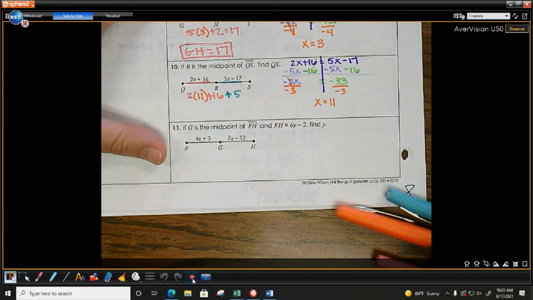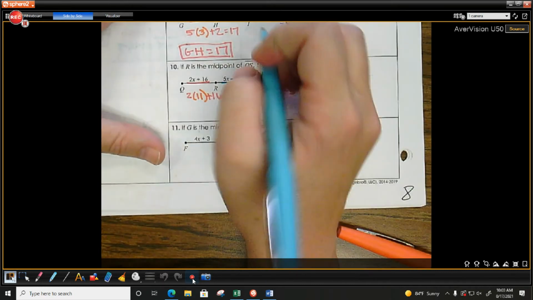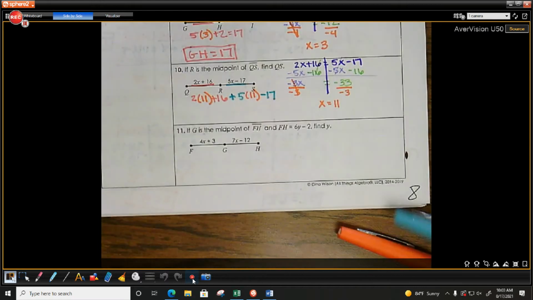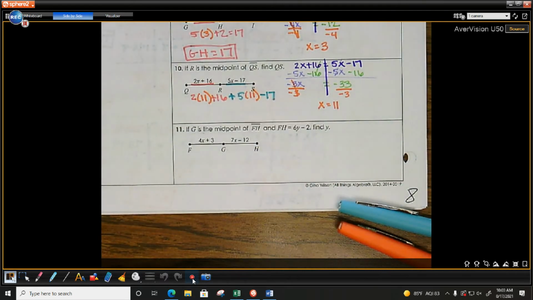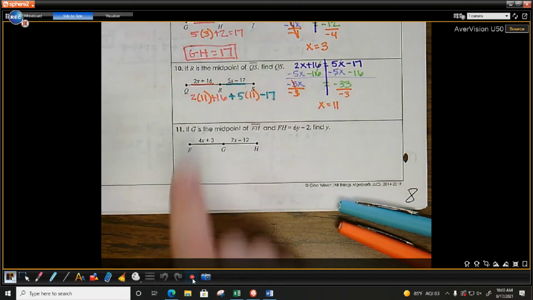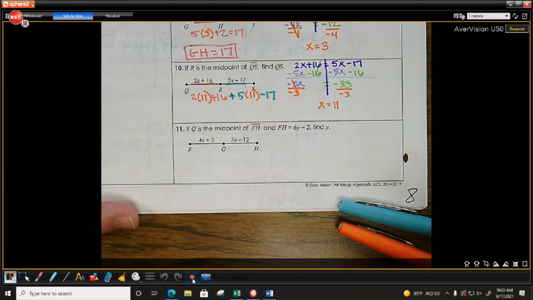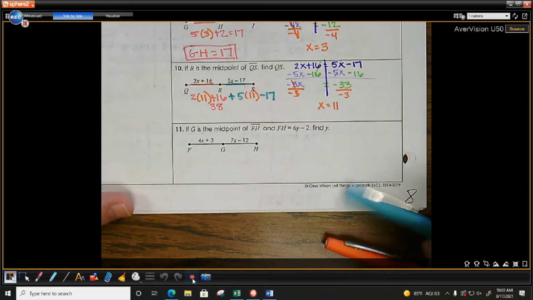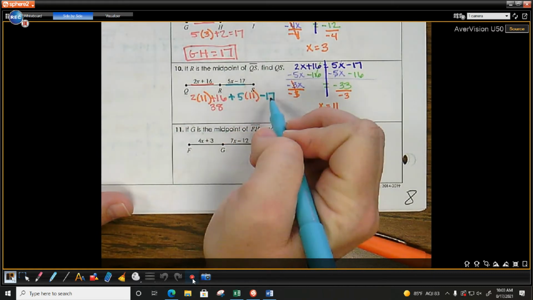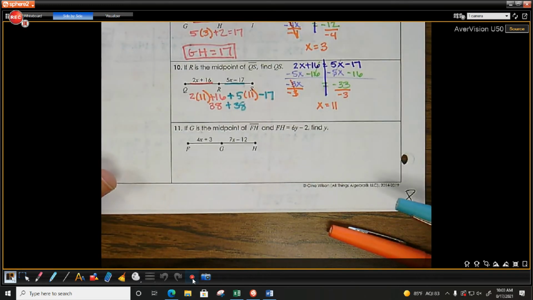Guys, could you also have just found one of the segments and multiplied by 2? Yeah, because the two segments are congruent, okay? So 2 times 11? 22 plus 16, 38. 5 times 11 minus 17. 38 and 38. What's 38 plus 38? 76. What is equal to 76? QS is equal to 76.